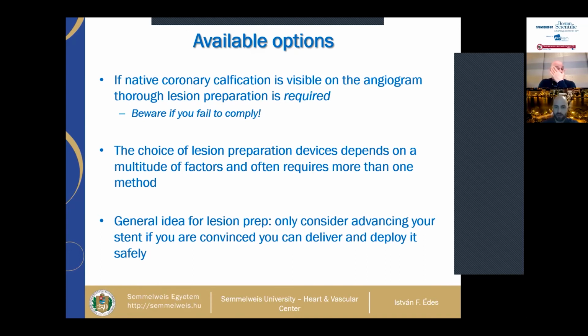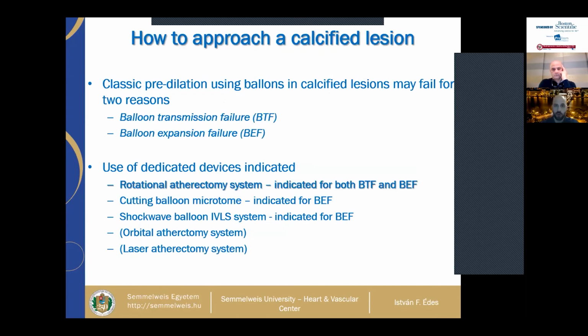The general idea for lesion preparation is the following. Only consider advancing your stent if you are convinced that you will be able to deliver it, first of all, and then deploy it fully and safely, and be able to retract every part of the stent carrier afterwards. How do you approach a calcific lesion?